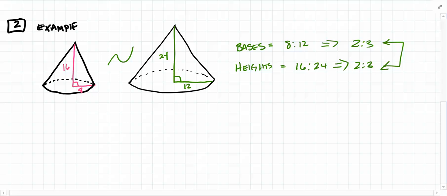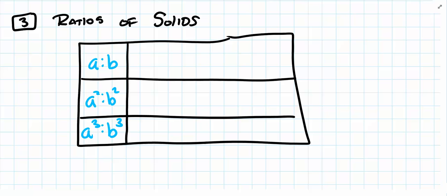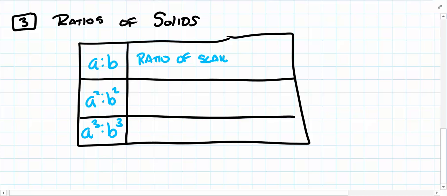Okay, let's talk about ratios of solids here. If you're given the A to B ratio, this is going to be your ratio of your scale factor or anything that's measured in linear units. Oh, I forgot the A. Sorry. And anything that's measured in linear units.